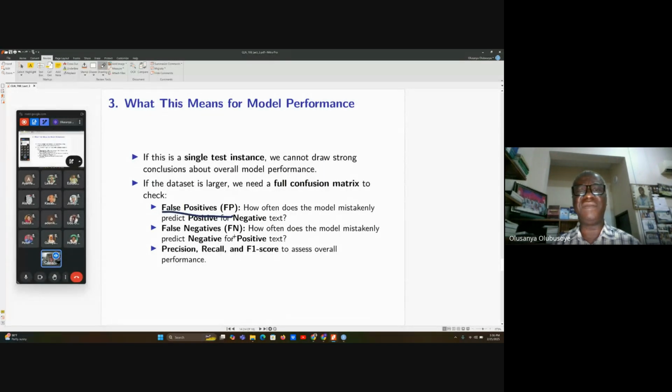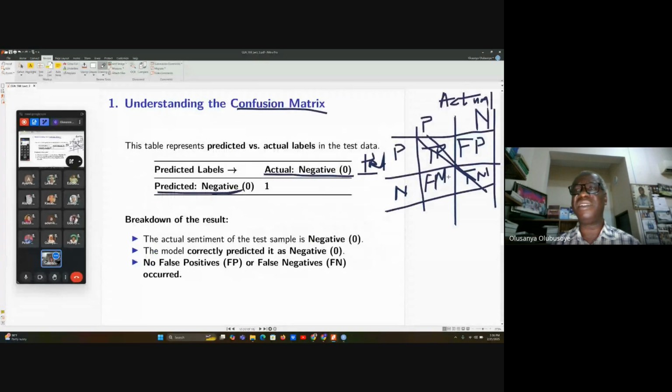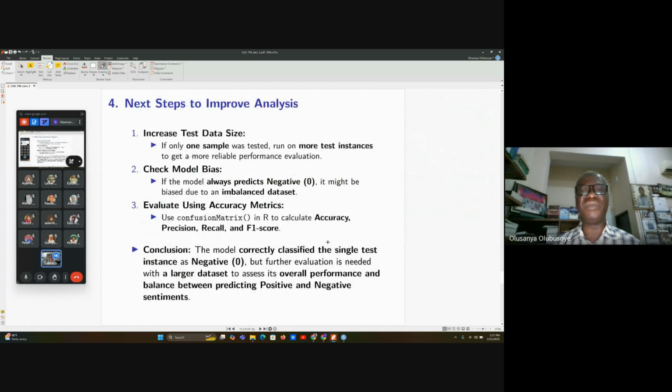False negative gives you the number of times, how often your model mistakenly predicts negative for positive. Again, this is the number. Your model predicts negatives when in actual fact they are positive.